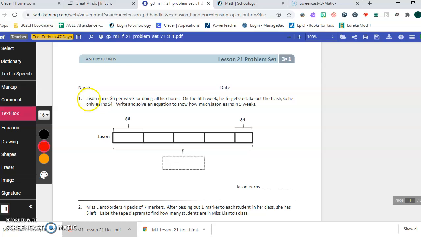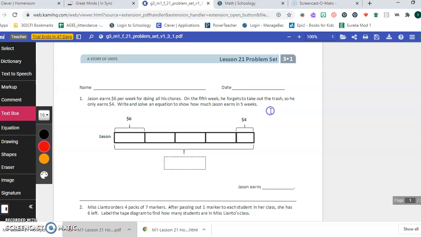So here we go. Jason earns $6 per week for doing all his chores. Okay, so he gets paid for doing work at home. On the 5th week, he forgets to take out the trash, so he only earns $4. So he doesn't make as much in that 5th week. So we can assume that in weeks 1, 2, 3, and 4, he did all of his chores and he got $6 in each of those weeks. Write and solve an equation to show how much Jason earns in 5 weeks.